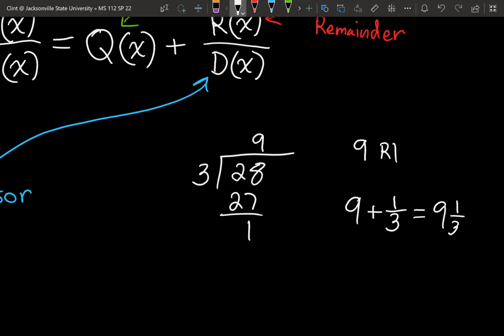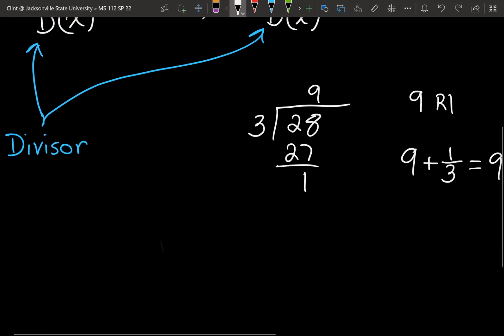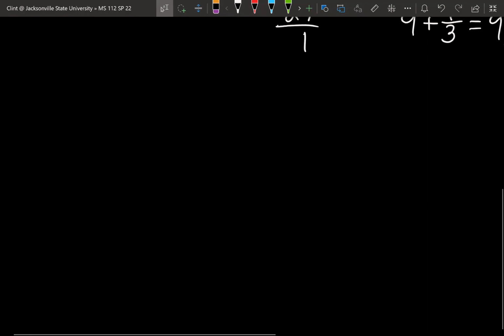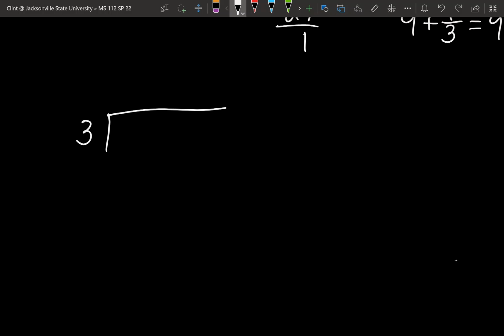Okay, so we can do all this with polynomials. Let's do a quick one with just numbers. It's probably been a while since you've done long division by hand, if you even remember doing it. So let's do a division problem here, not that big. We'll do 281.